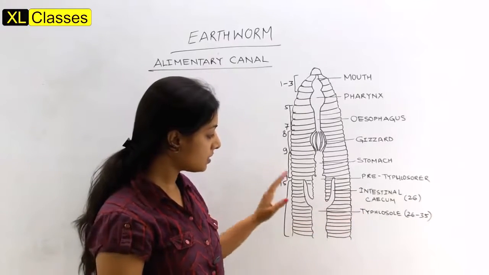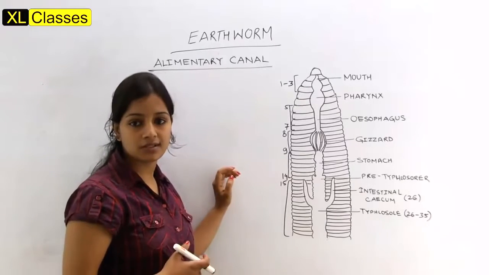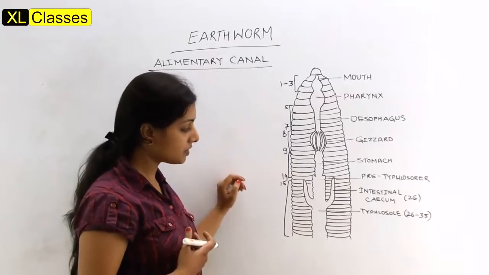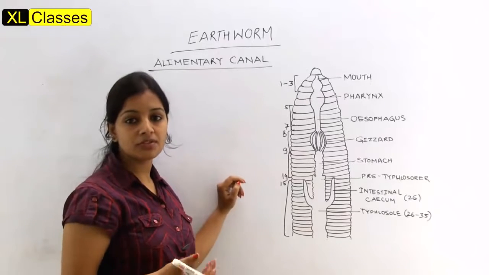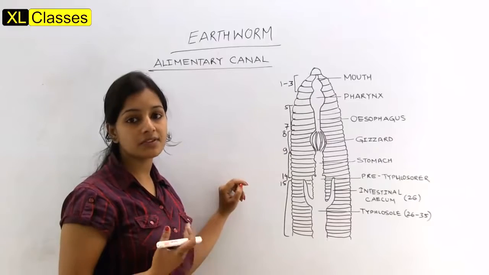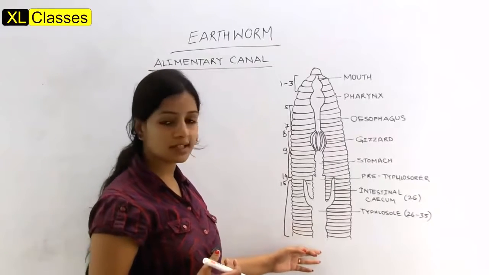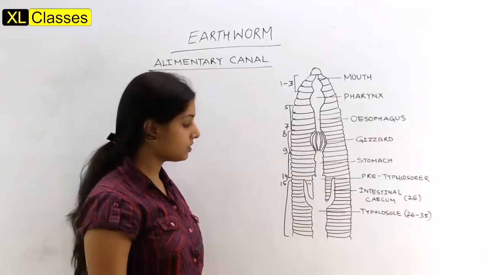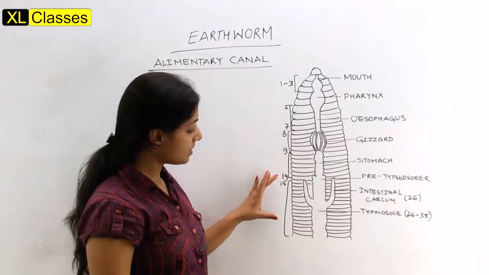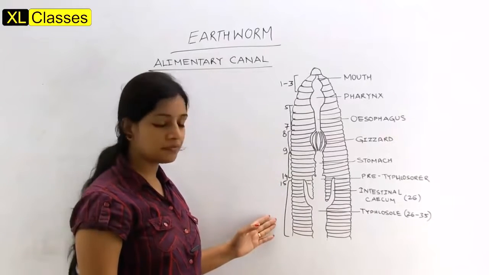This typhlosole is a fold of the internal walls. These folds of internal walls help in absorption, or we can say that they increase the effective area of absorption inside the intestine. That is the main function of the typhlosole, which is present from the 26th to 35th segment of the body.